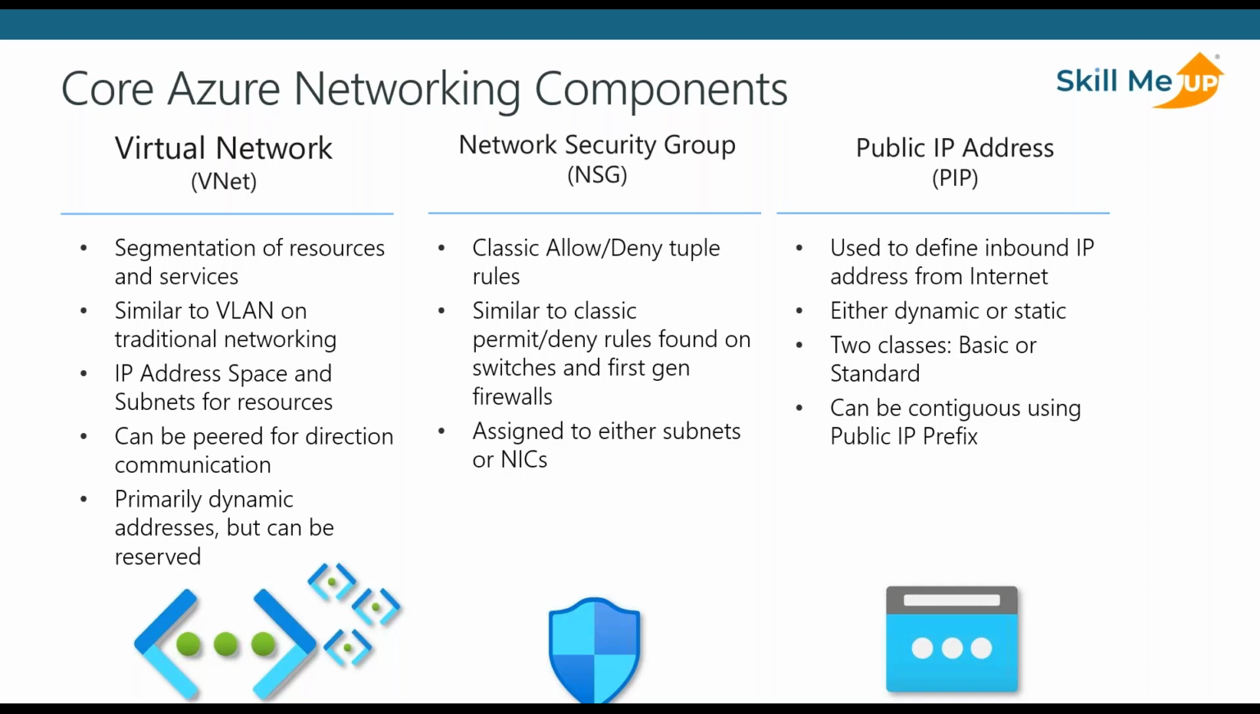They can be peered directly to each other. So even across regions or subscriptions, you can have just a straight private communication between two VNets just by doing a simple peering setup. All addresses in Azure by default are dynamic. You can reserve those addresses, but the operating systems usually still see it as a dynamic address.